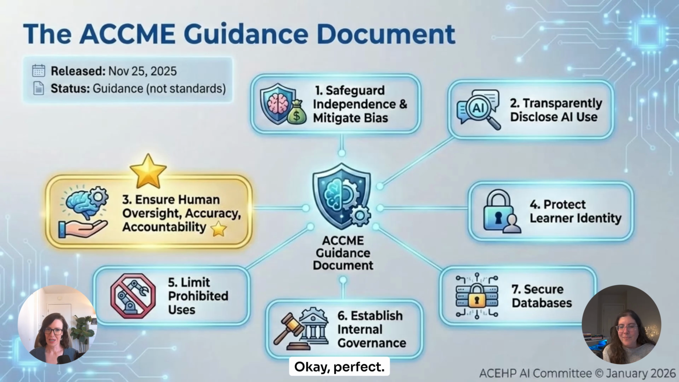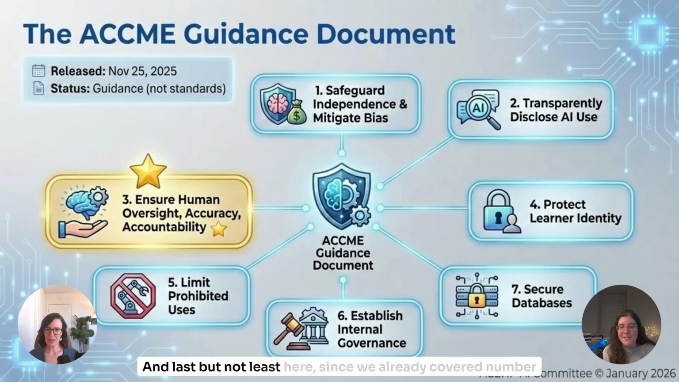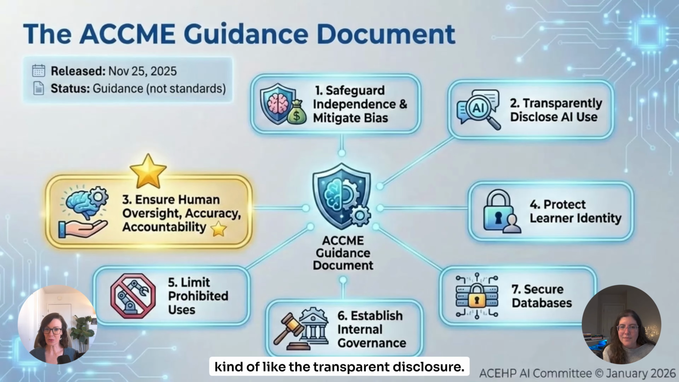Okay, perfect. And last but not least here, since we already covered number 7, number 6, really important, something you've been talking about for a long time, but not everybody is doing, kind of like the transparent disclosure. But if you're going to have transparent disclosure, number 6 goes along with it, and that's establishing internal governance. So, can you tell us how people can do that, whether you're a large company or a one person company? What does that mean?